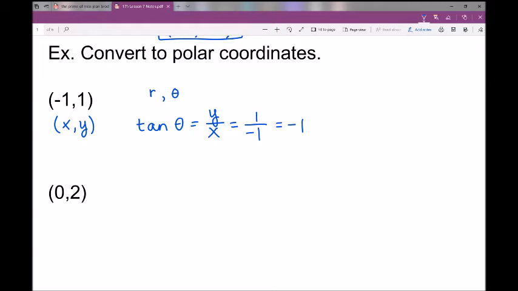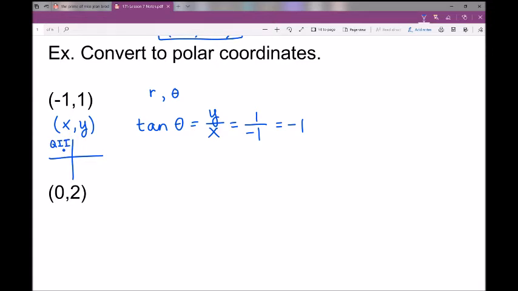So now what we need to do is think about where on the unit circle we get an angle that has a tangent of -1. And one important thing to consider whenever you're doing this is what quadrant are we talking about? So if you look at the coordinate -1, 1, and you think about your rectangular coordinates, you know that you'd have to go over 1 to the left and up 1. So that puts us somewhere in quadrant 2.